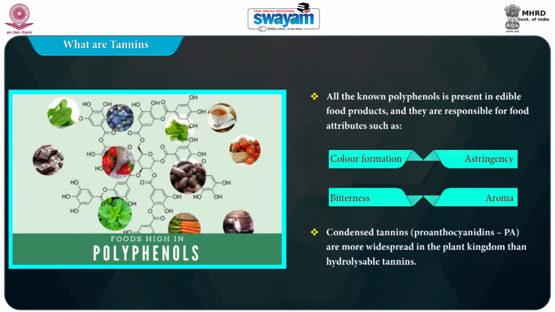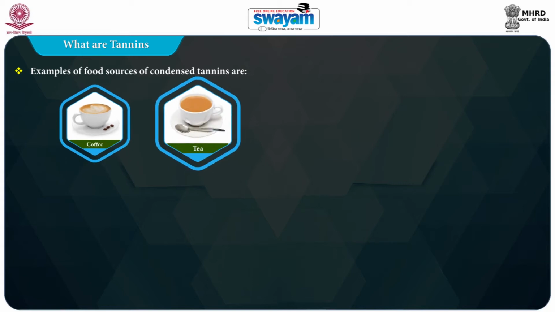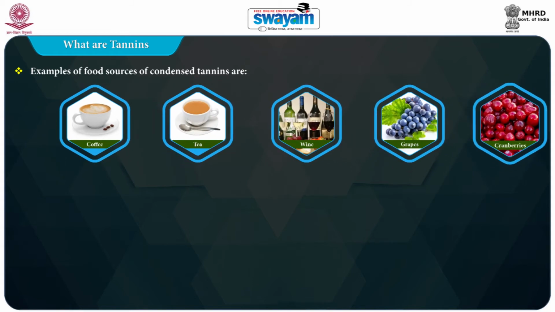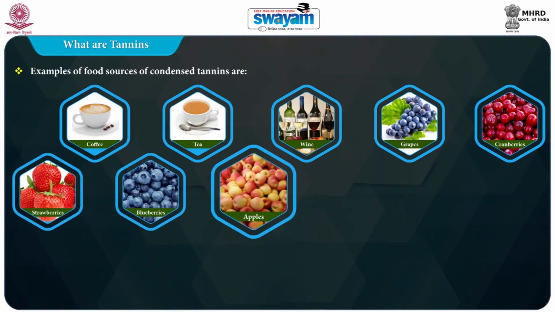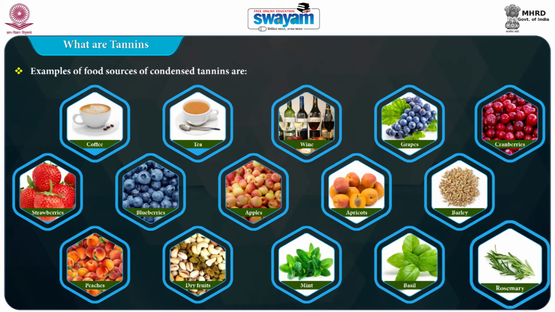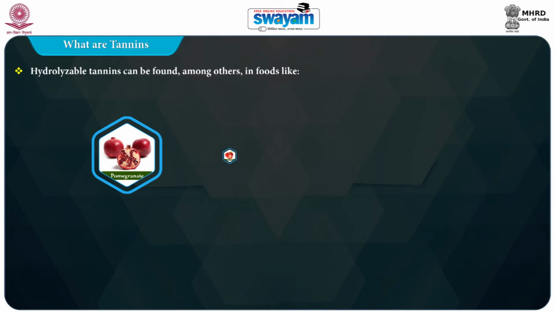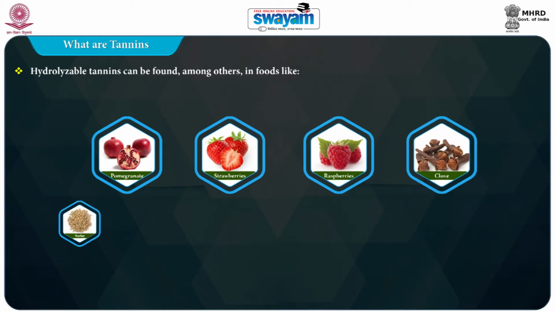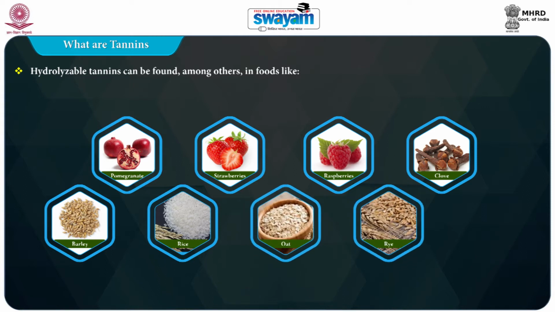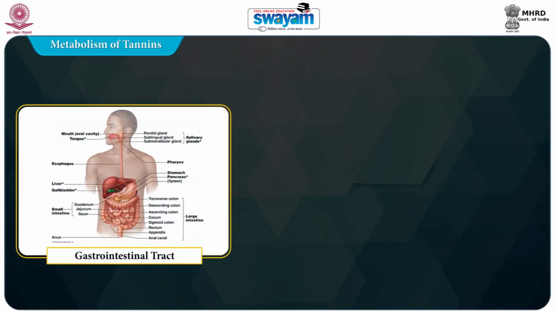Condensed tannins, basically proanthocyanidins, are the most widespread in the plant kingdom, more than hydrolyzable tannins. Examples of foods with condensed tannins include coffee, tea, wine, red grapes, cranberry, strawberry, blueberries, apple, apricot, barley, peach, dry fruits, mint, basil, rosemary, etc. Hydrolyzable tannins can be found mostly in pomegranate, strawberry, raspberry, clove, barley, rice, oat, rye, which are the most common foods. Let us now concentrate on metabolism of tannins.